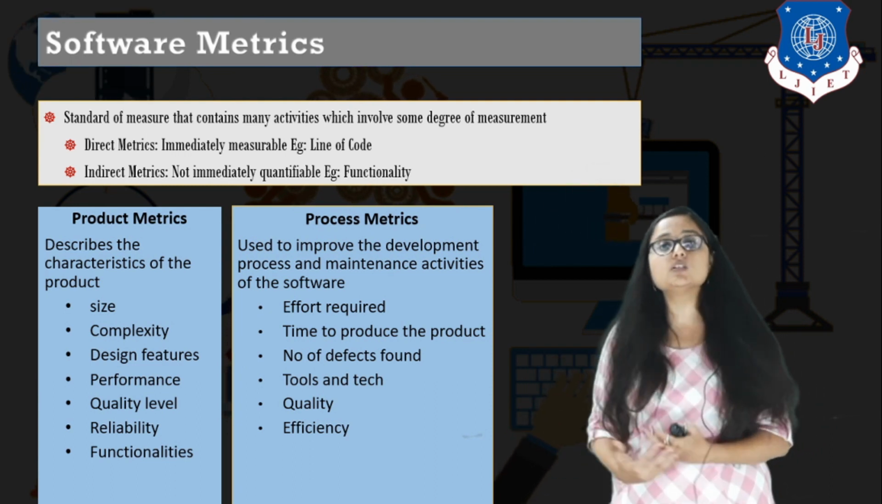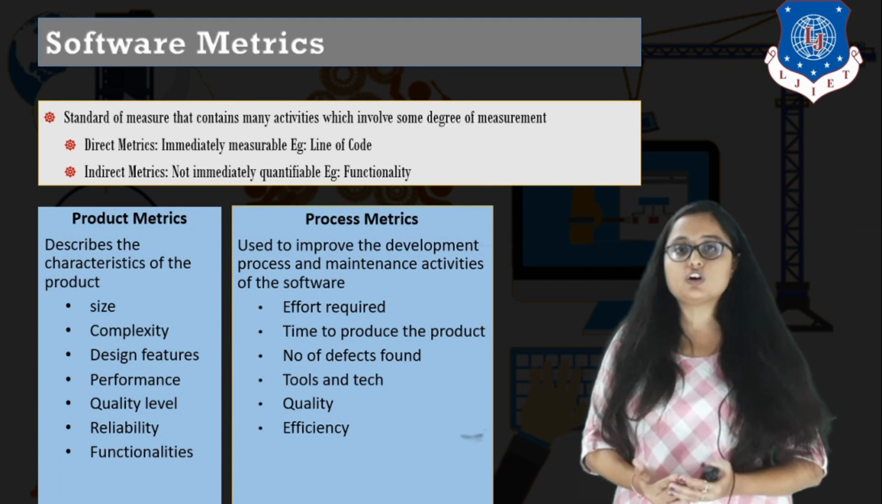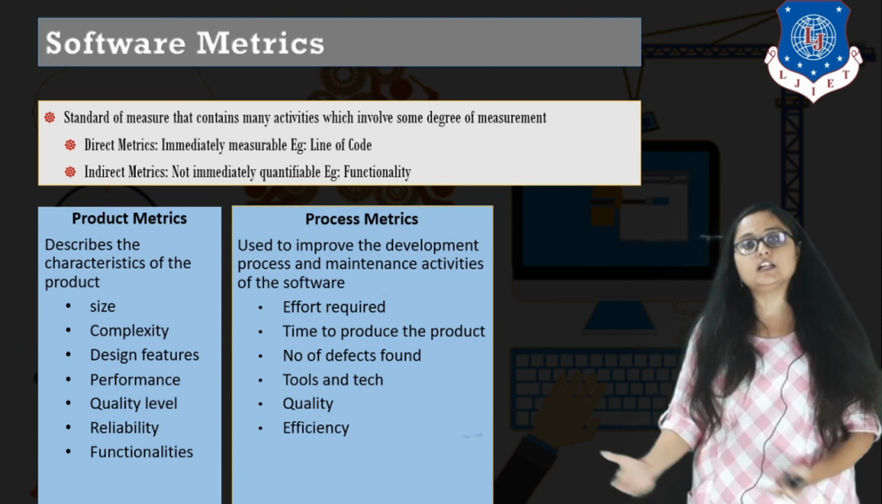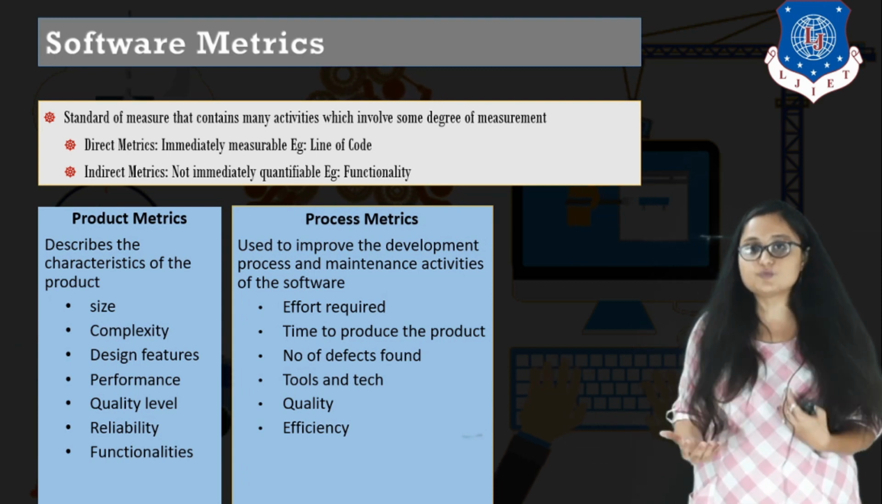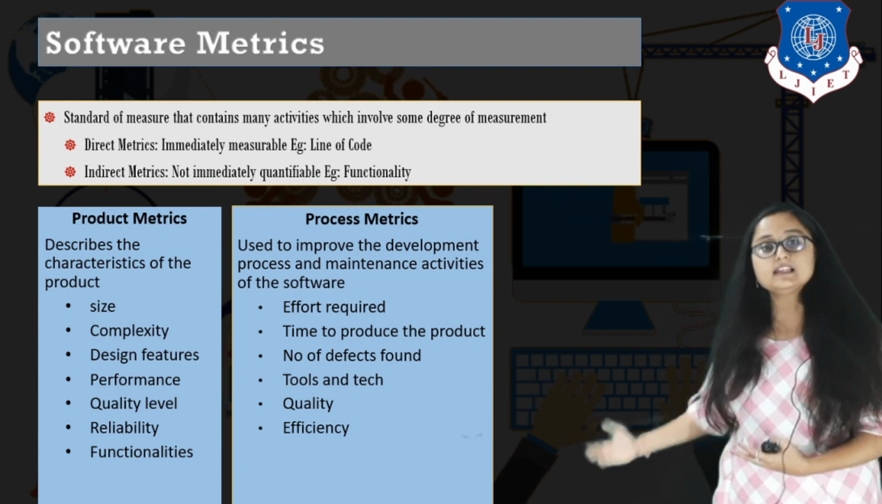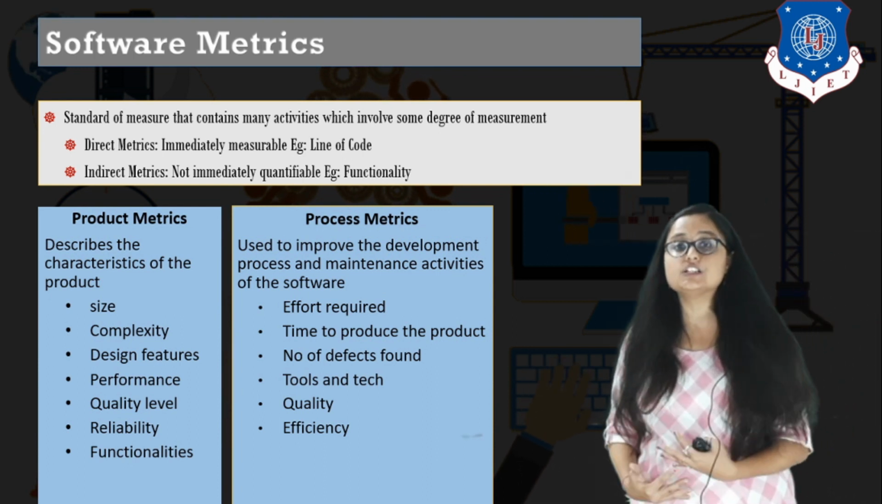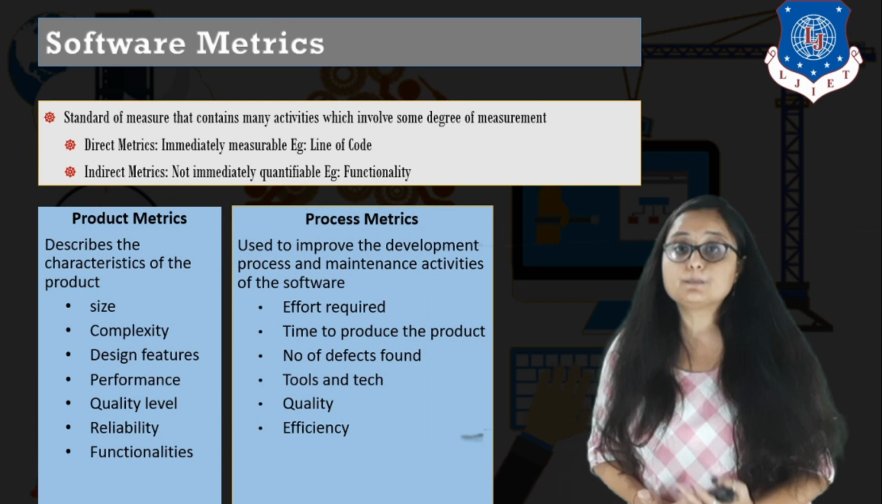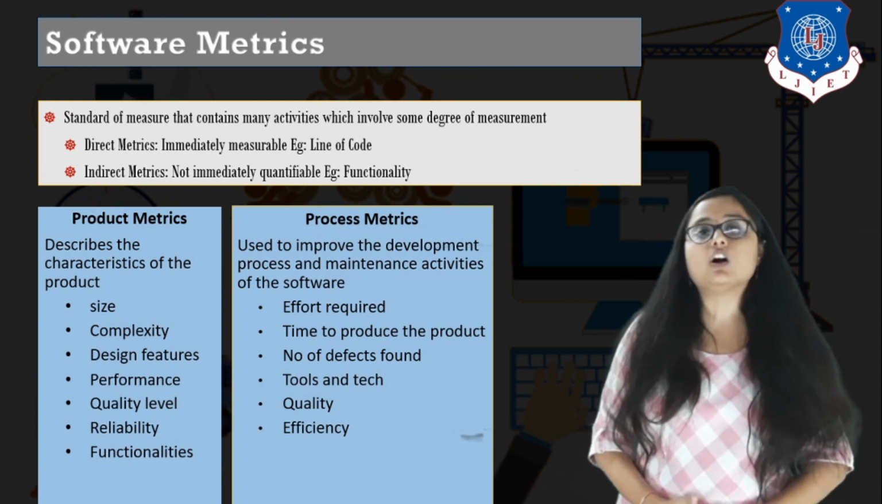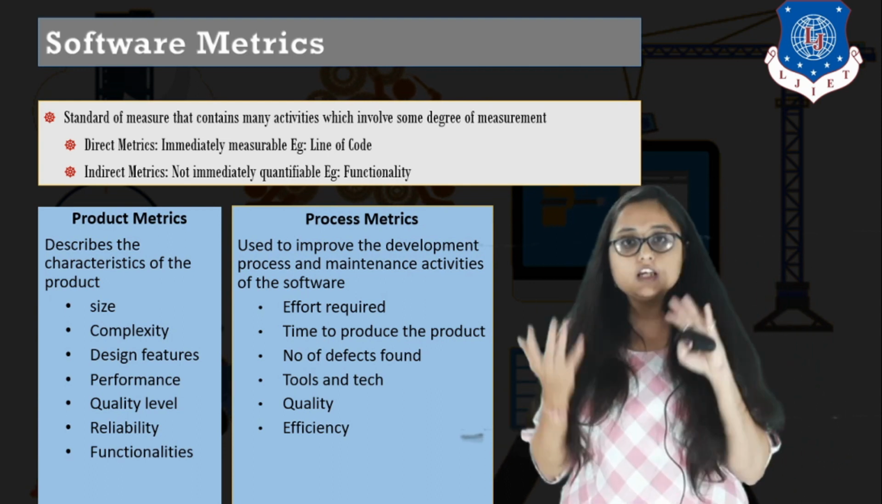The next is tools and technologies that you are using for developing the project. The next is quality, the overall quality of your process, whatever process model you are using. Is it the apt process model or not? And the last is how efficient is your process. Is it a quality process, is it an efficient process, is it according to our thinking or not, right?